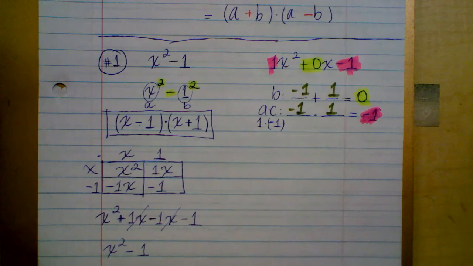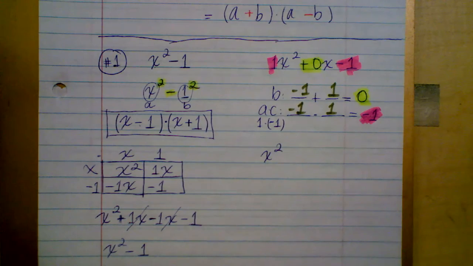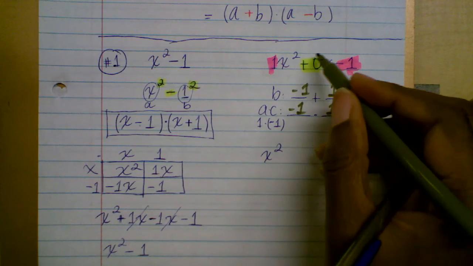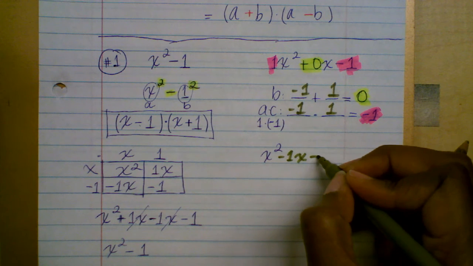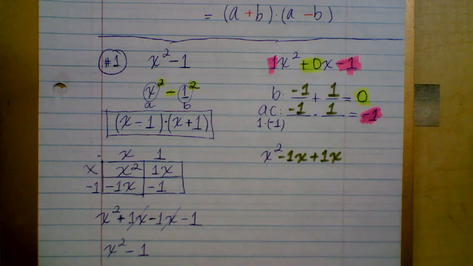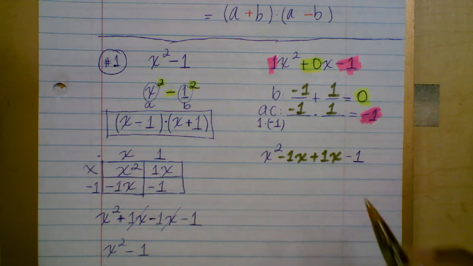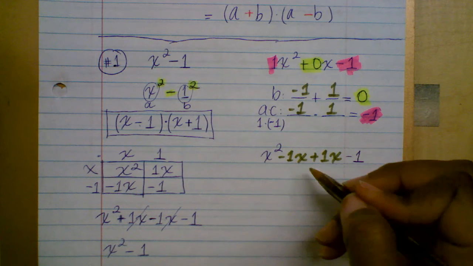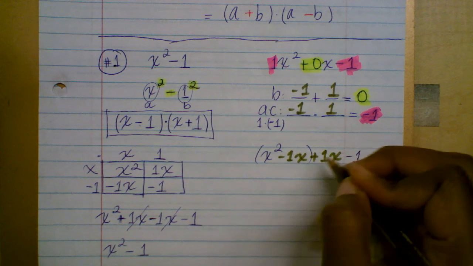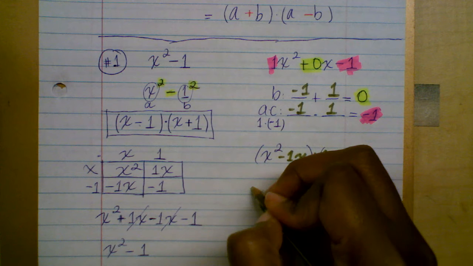Okay, then you're going to go back and rewrite, replace the middle term, which is 0x, with negative 1x plus 1x minus 1. And then you're going to factor by using the box method or by grouping. You should end up with the same thing. By using the grouping method, you can also do it by using the box, you end up with the same factors.